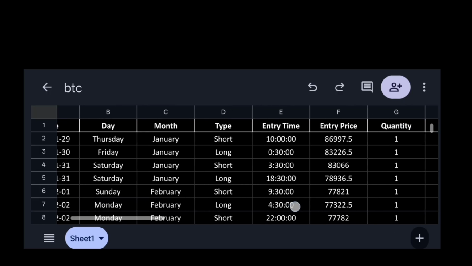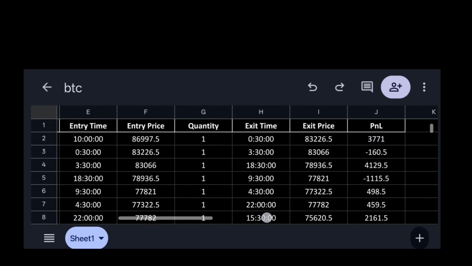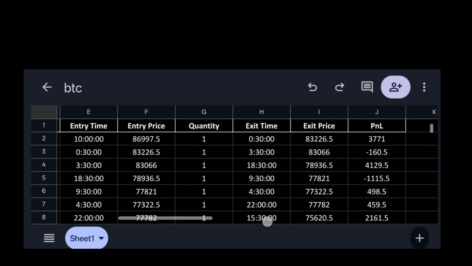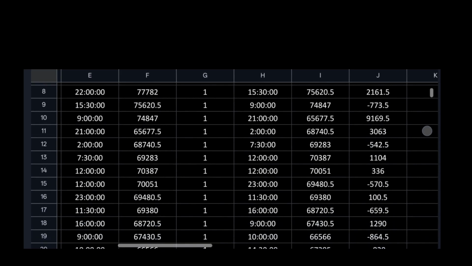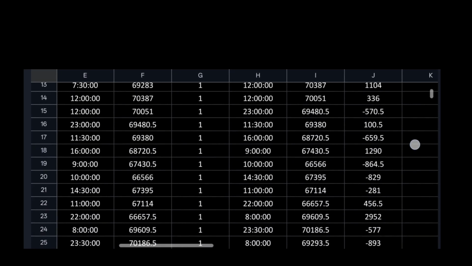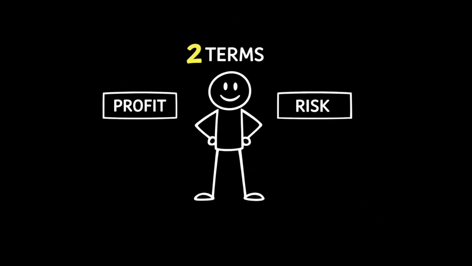In this Excel, you can see every trade, entry, exit, P&L, date, everything. For this backtest, we used $10,000 capital with 6 times leverage, and total profit was around $29,670. Let's quickly understand two important terms: profit factor and drawdown.